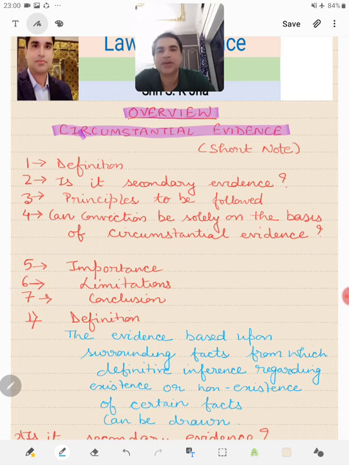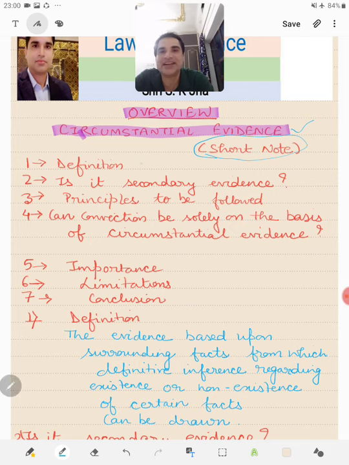Now, many a times short notes have been asked on it. Remember, friend, in this short note, we have to cover all the dimensions related to the topic to the extent we can. Now, we will study in depth the concept of circumstantial evidence, and I will give you a brief overview of what we are going to discuss in this video.